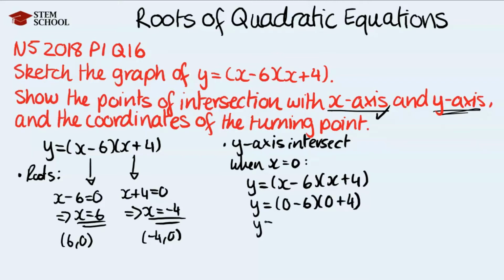So what does that give us? So it'll be y = -6 times 4, and that will give us -24. So we have the coordinate (0, -24) is where the curve intersects the y-axis, right? So that's us done the y-axis intercept.